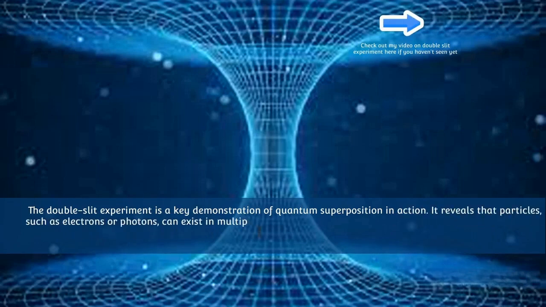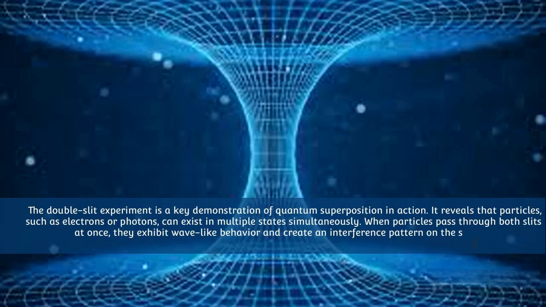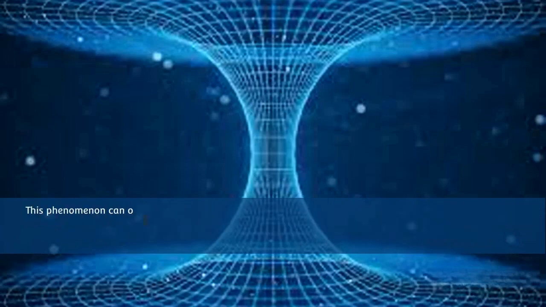It reveals that particles such as electrons or photons can exist in multiple states simultaneously. When particles pass through both slits at once, they exhibit wave-like behavior and create an interference pattern on the screen.